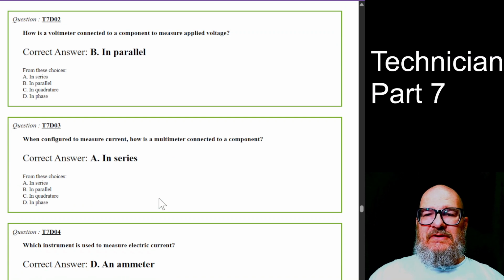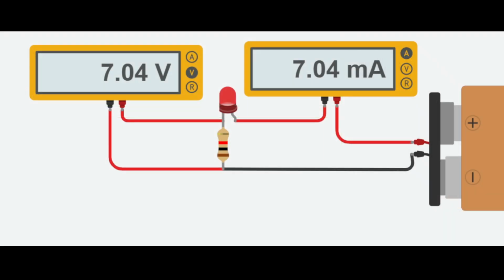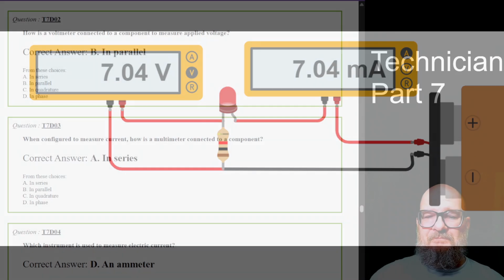How is a voltmeter connected to a component to measure applied voltage? And that is in parallel. And in this drawing, you can see that it is parallel to the resistor. It's not in series. Whereas the meter marked with the A in the dark circle, that is in series. So the current has to run through it to get to the LED and everything else that's there.